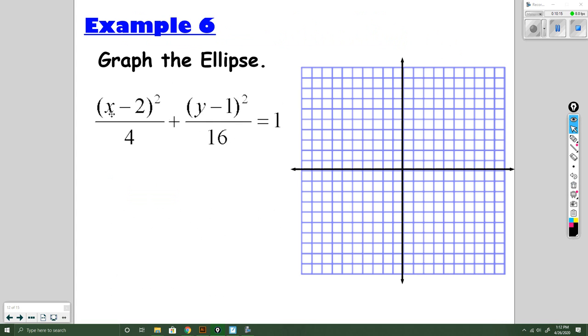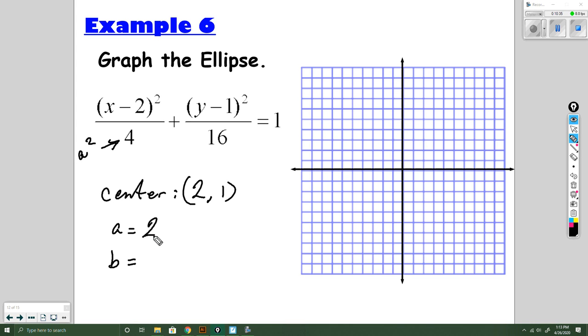We have an equation for an ellipse, so we're going to identify the features. One of those features is the center. That would be 2, 1. And then we've got to identify what a equals and what b equals. Right? 4 is a squared, so that means a is 2. 16 is b squared, which means b is 4.